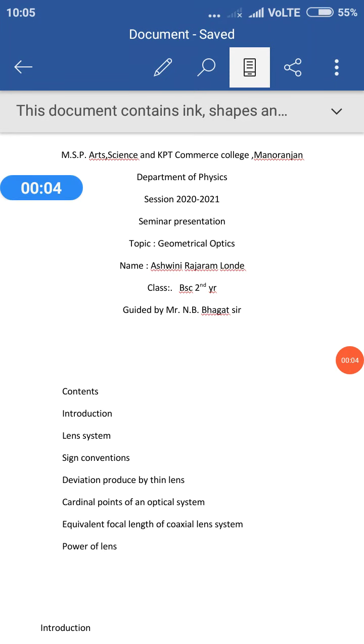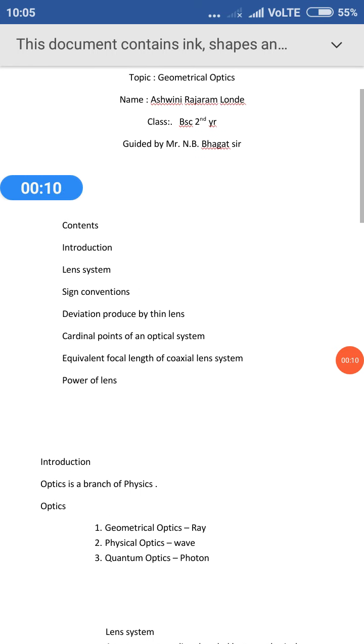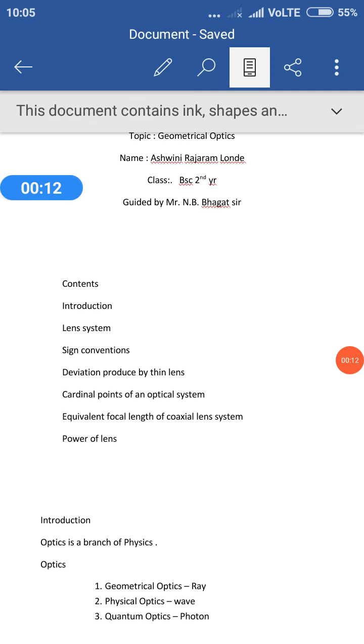Today I am going to deliver my seminar and my topic is geometrical optics. So this is my content: introduction, lens system, sign conventions, deviation produced by thin lens, cardinal points of an optical system, equivalent focal length of coaxial lens system, power of lens.